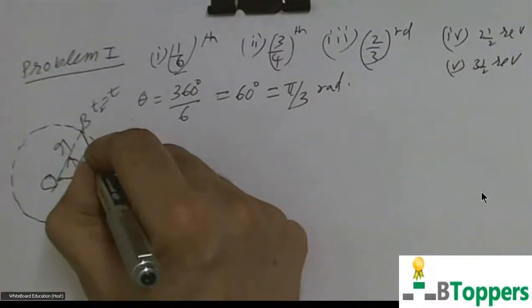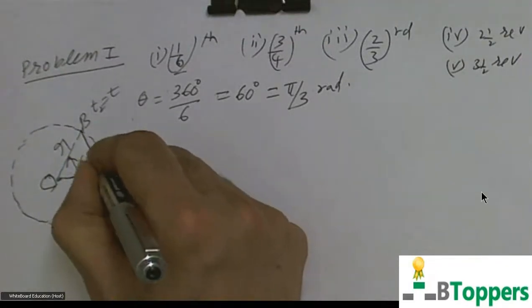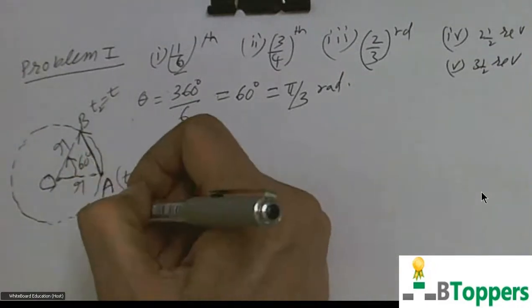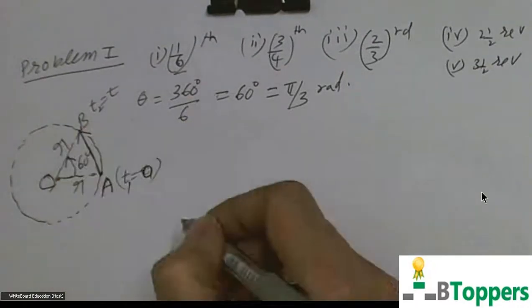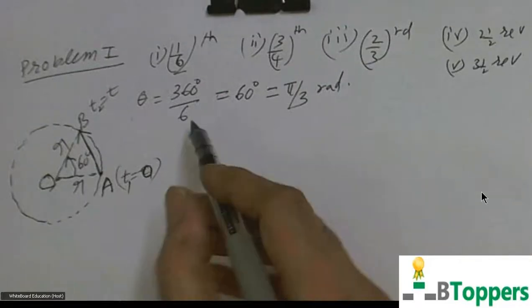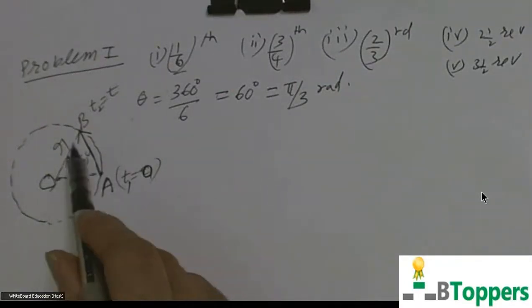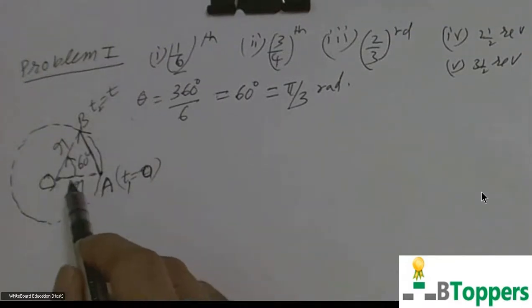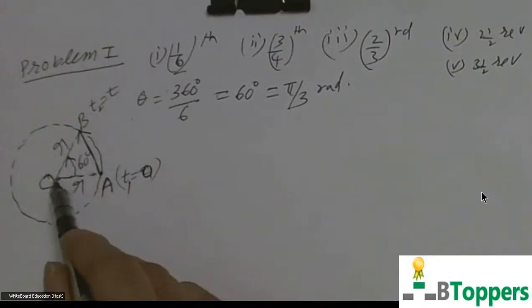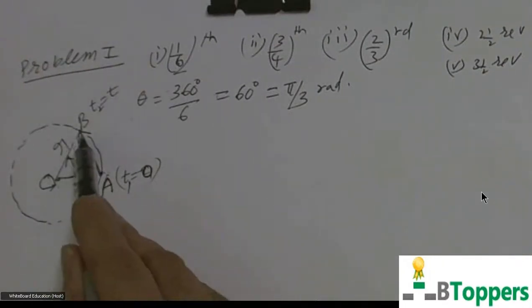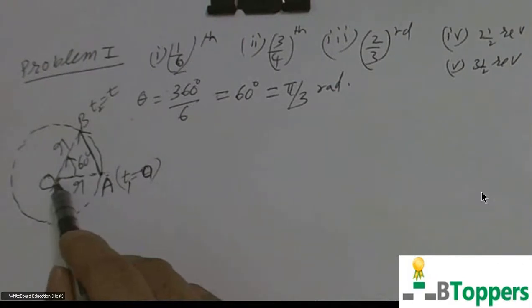So magnitude of the displacement of the particle is the shortest distance between the initial position A and final position B. That is the length of the line AB. You can observe that in this triangle OAB, length of the line OA is equal to r, that means the radius of the circular path. Length of the line OB is equal to r, that is the radius of the circular path.